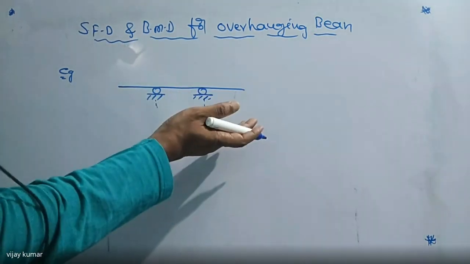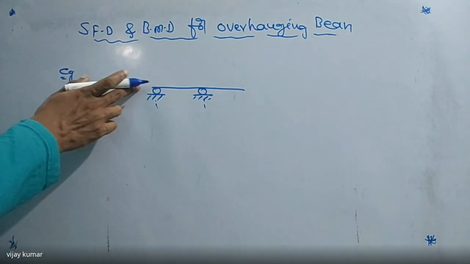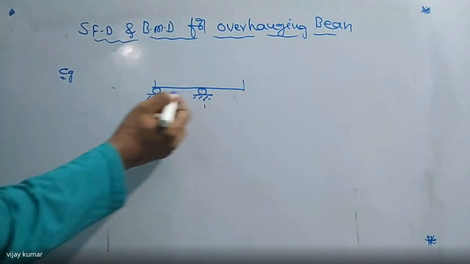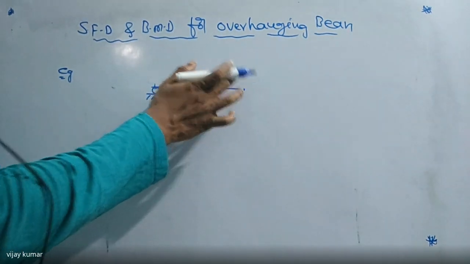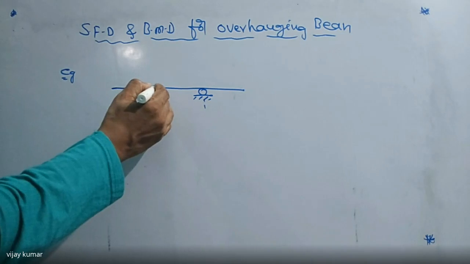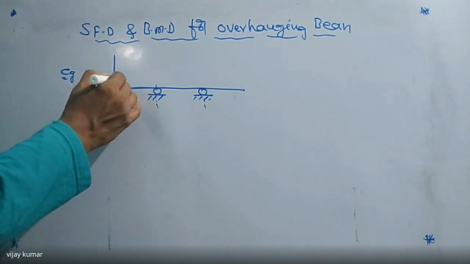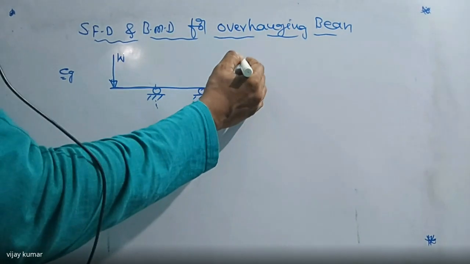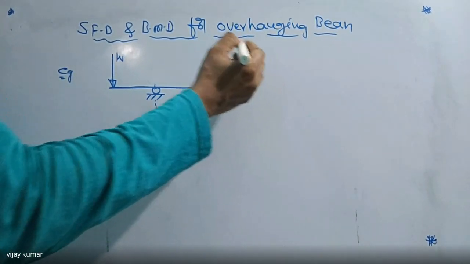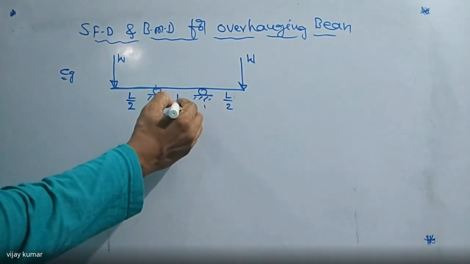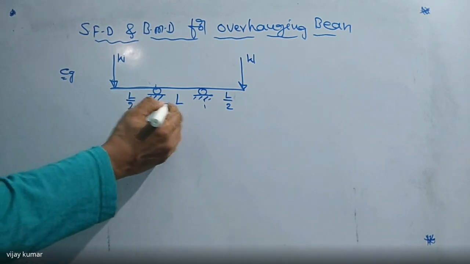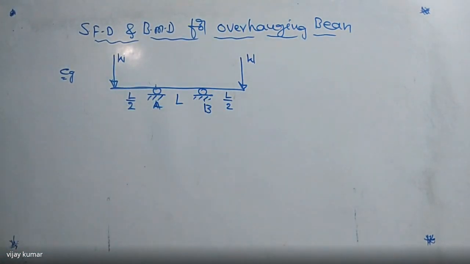We can take one side or two sides. If you cut this one, this length is also the length of the beam, which is always more than the distance between the two supports, so it is also named an overhanging beam. I am taking both sides overhanging here. Here I'm going to take one load equal to W, and another load here also equal to W. This length is L by 2, and this length is L by 2. The center length is L. This is point A and this is point B, the supports at A and B. So this is the overhanging beam, with both sides overhanging.